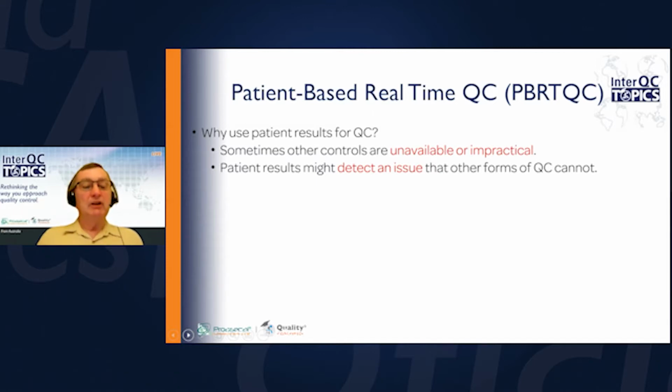Why use patient-based real-time QC? Sometimes it's because other controls are just not available or impractical. And in fact, that's why the hematologists used Bull's algorithm. At the time in the 70s, there was no stable QC material available for hematology, because they didn't know how to have a form of QC that was suitable and stable for any length of time. They've overcome that problem now, but in those days there was nothing. So that's why it was adopted. Patient-based real-time QC can detect errors that other forms of quality control cannot, and I'll talk a little bit about that later.